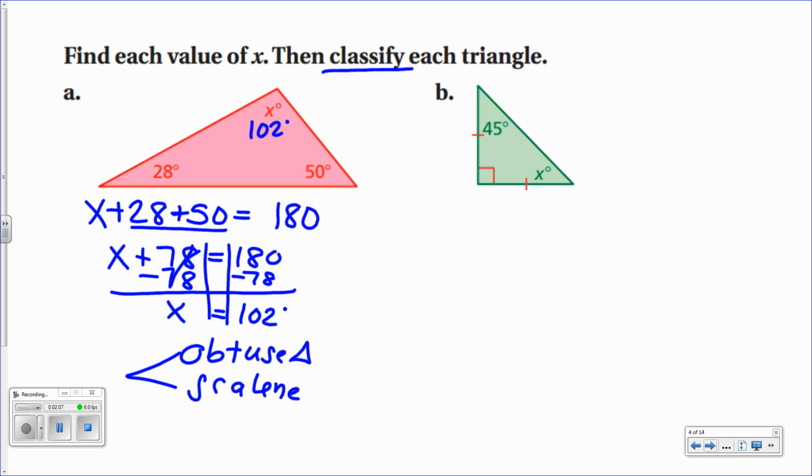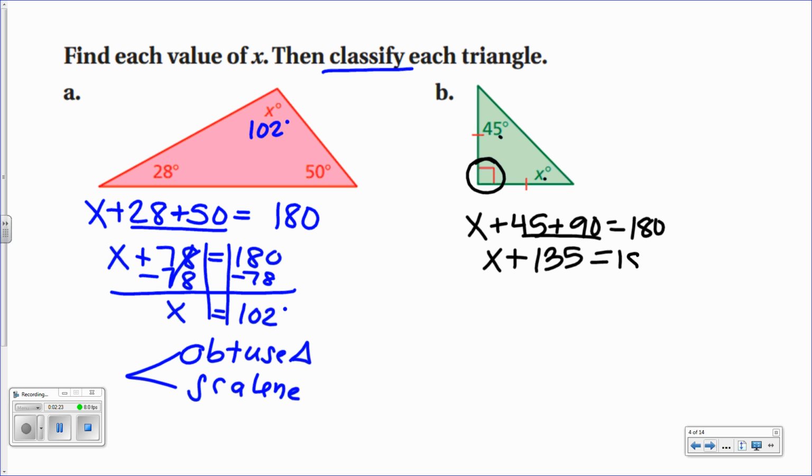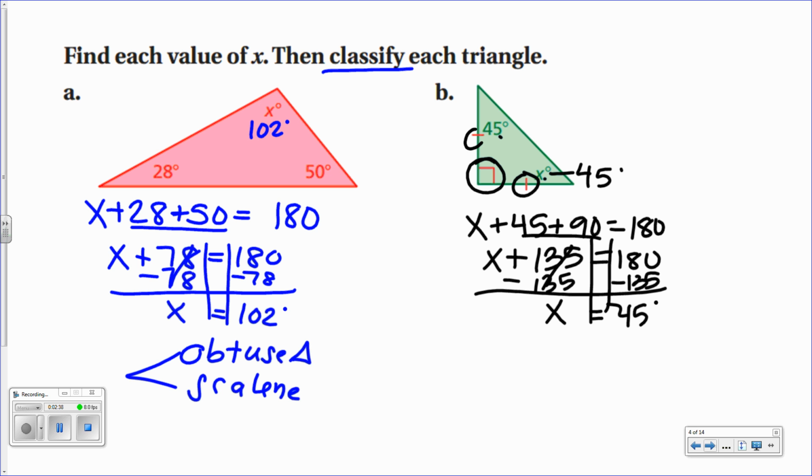Okay, on letter B, you notice this angle right here. It's a right triangle, so it's 90. So we know our value of x plus our 45 plus our 90 together has to equal 180 degrees. Well, 90 plus 45 is 135. So this is the equation we need to solve. And to solve that, we would subtract 135. So in this case, you find out that x equals 45 degrees. Some of you might have figured that out by looking at the triangle, because if the sides are marked the same, we know our angles are the same. So you would know it's a 45-degree angle.